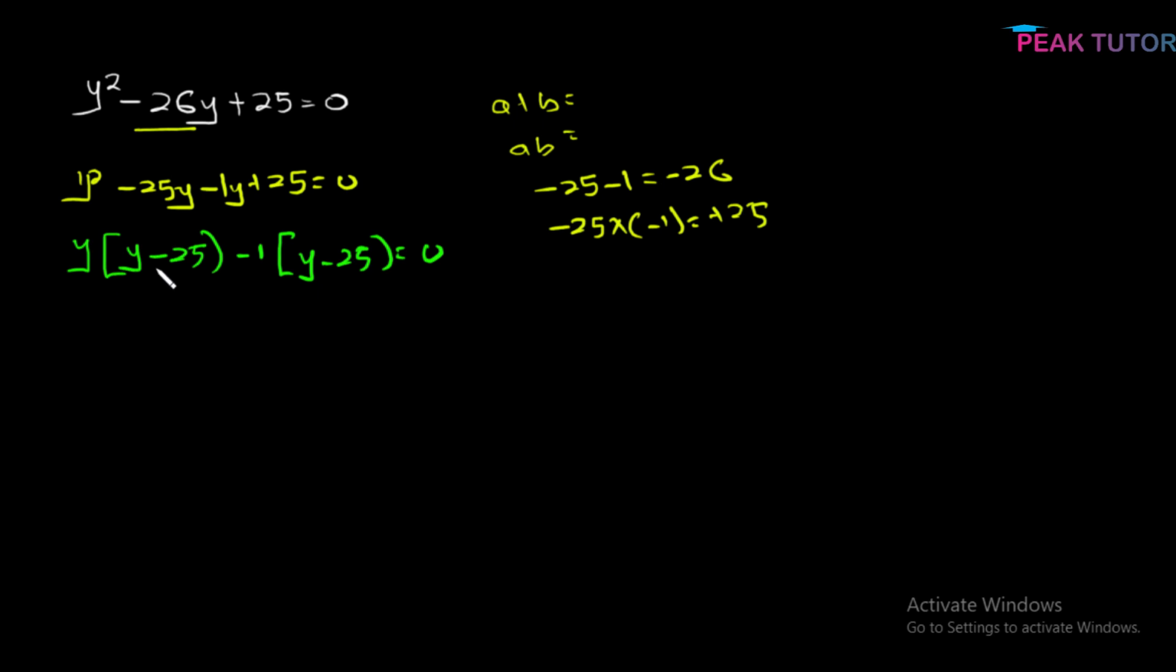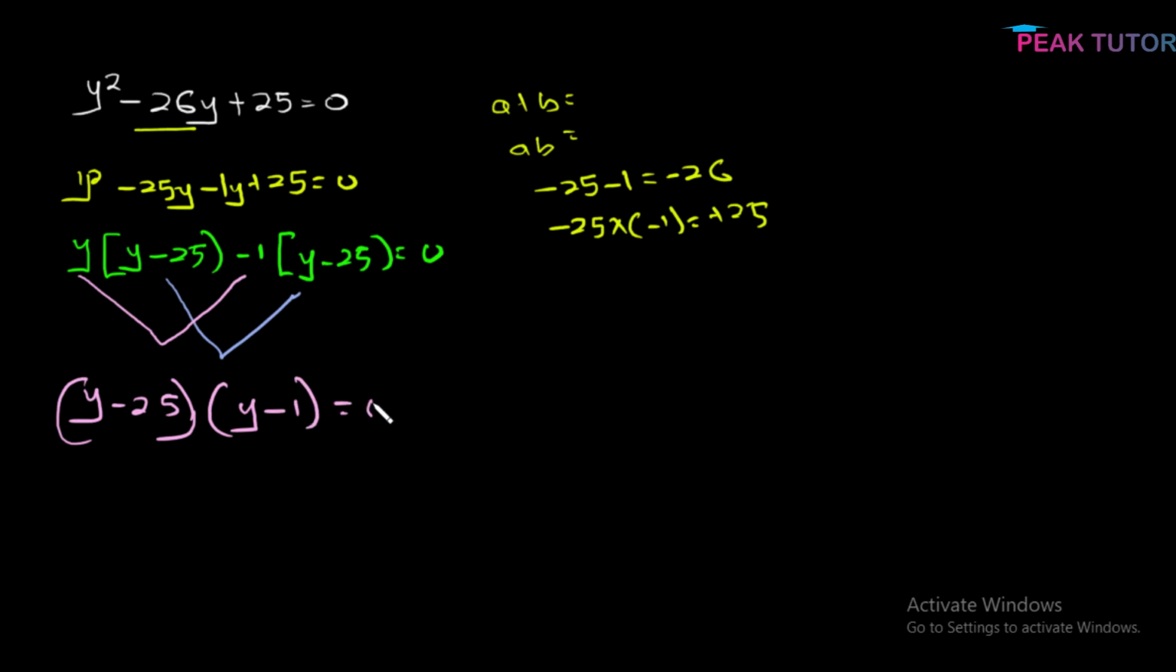Now you bring down one of these two common factors. y minus 25 is common on both sides. You bring it as you have y minus 25. Then you bring out this value y minus 1. That's y minus 1 is equal to 0.